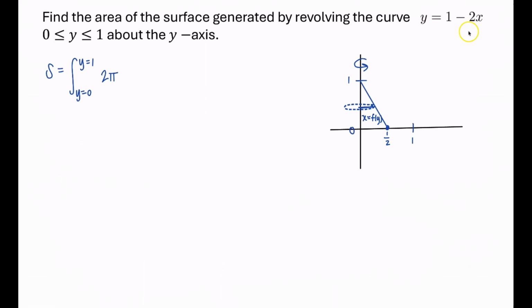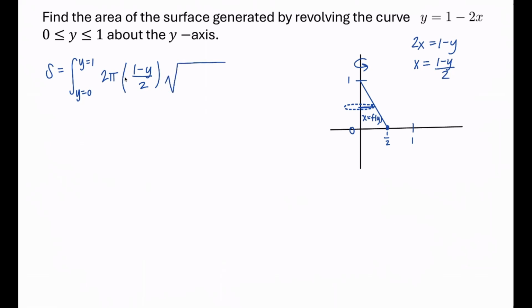So what I would need to do is solve this to be a function of y. Let's say, add 2x to the left and subtract y to the right, then divide by 2. So x is equal to 1 minus y all over 2. So x is now a function of y. I need to put f of y right here. So I'm going to have 2 pi and then f of y, which is 1 minus y all over 2.